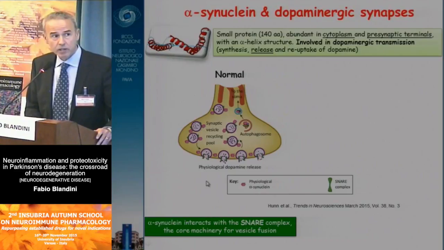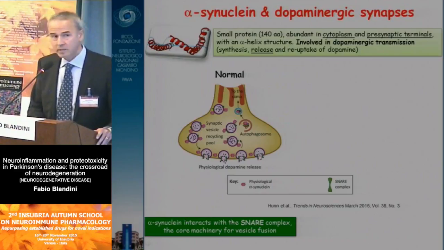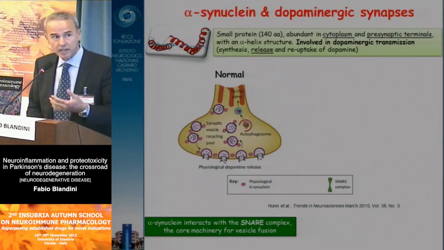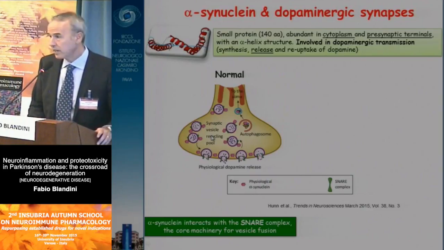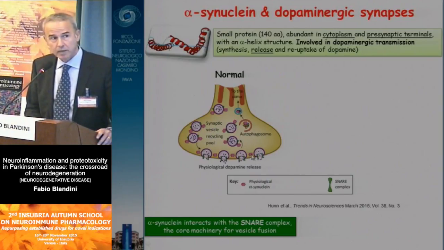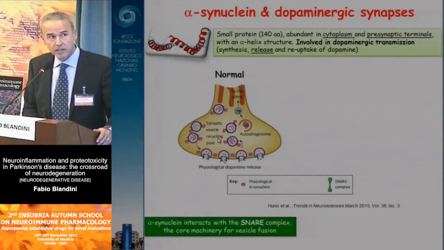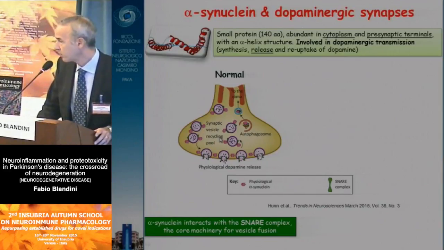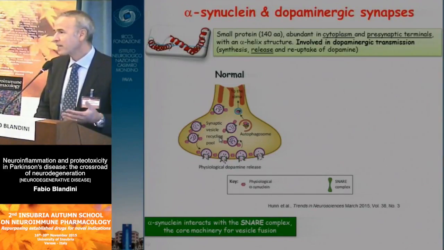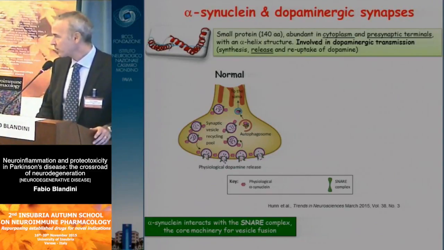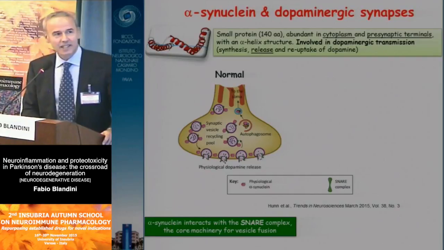Why? Because alpha-synuclein interacts at the presynaptic terminals with the SNARE complex. The SNARE complex is a multi-protein complex, which is basically the core machinery required for the vesicle fusion with the plasma membrane, the release of transmitter into the synaptic cleft, and then reuptake of the transmitter. So this is certainly one of the things that alpha-synuclein does, which makes sense. If alpha-synuclein does not work well, dopaminergic transmission is not working well. So it all makes sense.